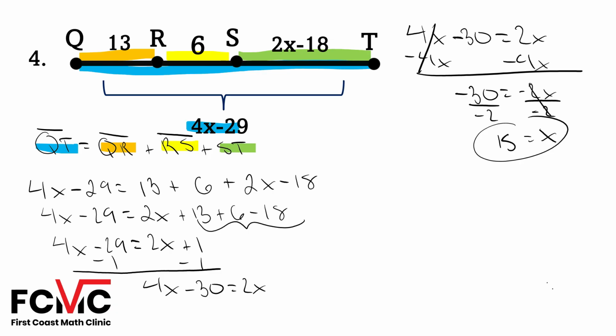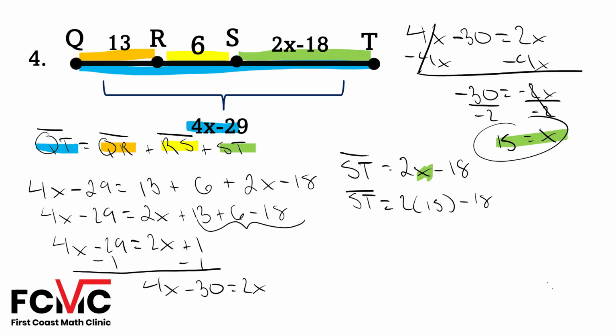So now let's find two additional values. We want to find ST, and ST we know is 2x minus 18. Well, x we know is 15, so let's substitute that value in. Substitute 15 in for x. We're going to get ST equals 2 times 15 minus 18. And then ST equals 30 minus 18. And ST equals 12.